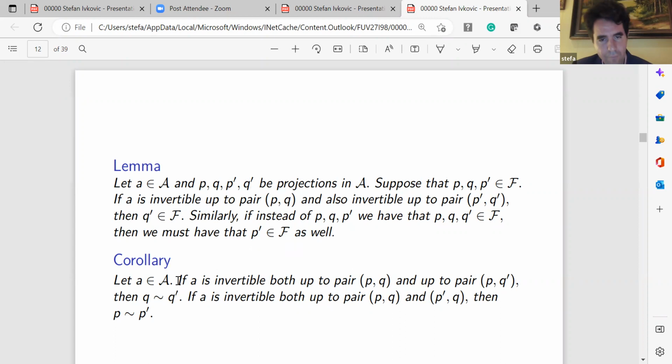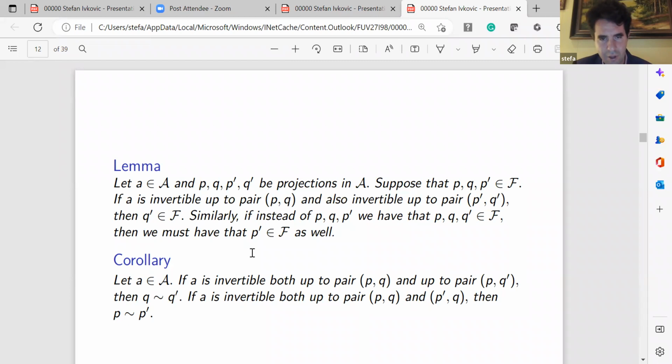So, if A is invertible both up to the pair P, Q and up to the pair P, Q prime, then, as you can guess, Q has to be equivalent to Q prime because P is the same on both sides. It is not quite straightforward, but it follows from the proof of this lemma. And similarly, if A is invertible both up to the pair P, Q and P prime, Q, then you must have that P is equivalent to P prime. And actually, it is also obtained thanks to these triangulations, which I announced in the beginning.